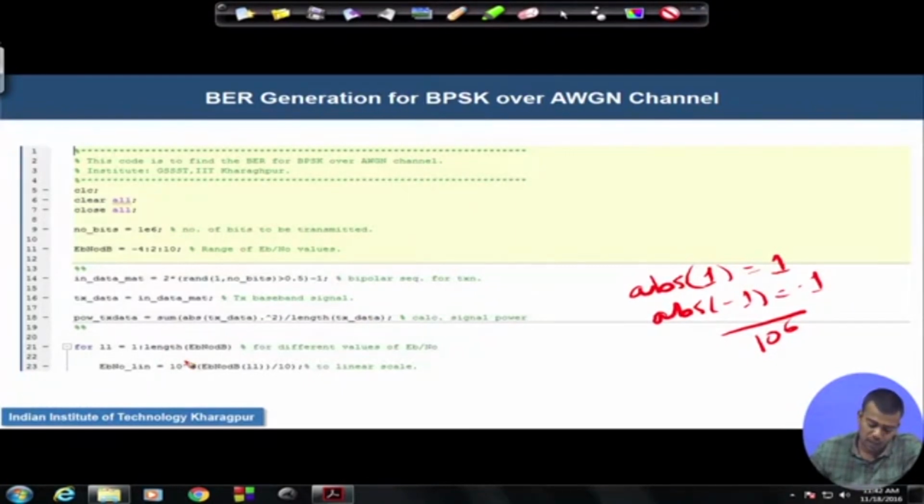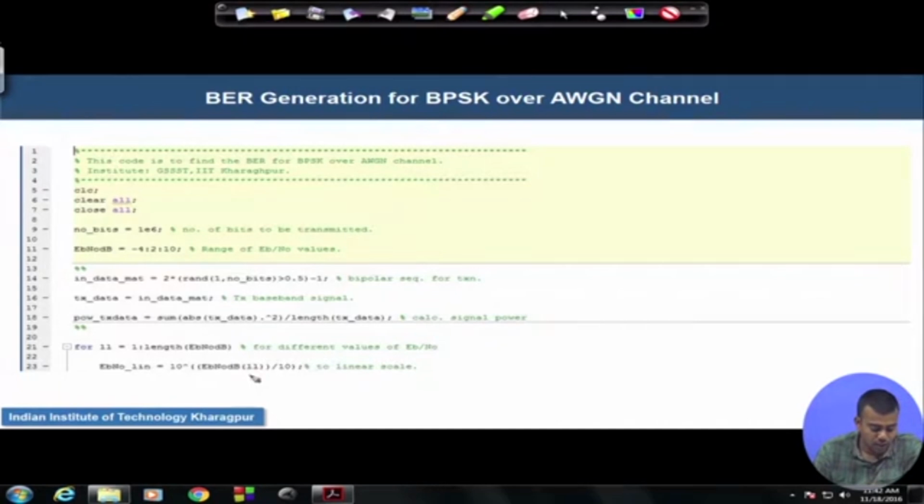Now, as I mentioned earlier, I am going to plot bit error with respect to Eb/N0. So that's why I am going to vary Eb/N0 regularly. For that I am going to run a for loop with respect to the length of Eb/N0. That's what I mentioned here. A for loop running from 1 to the length of Eb/N0 in dB scale.